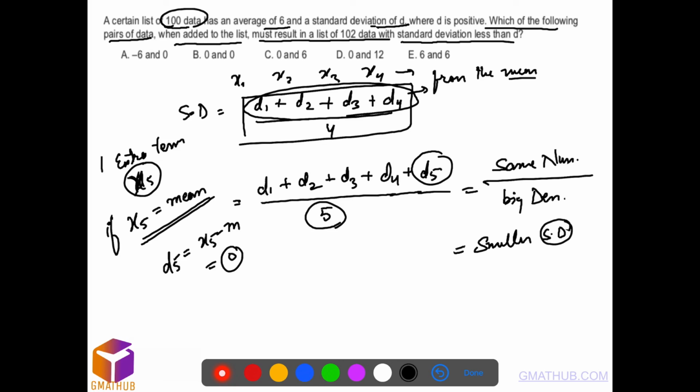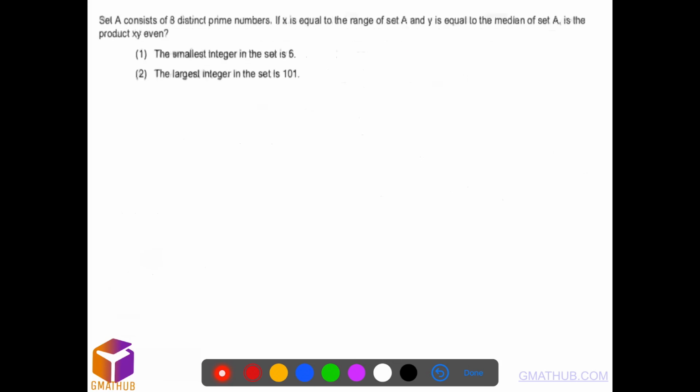So that is very frequently checked in GMAT. If the new term is equal to the mean, the standard deviation goes down. So be it 1 term, 2 terms, n number of terms that we are adding, they must be equal to the mean and the standard deviation goes down. That's what is checked. So range is largest minus smallest number.